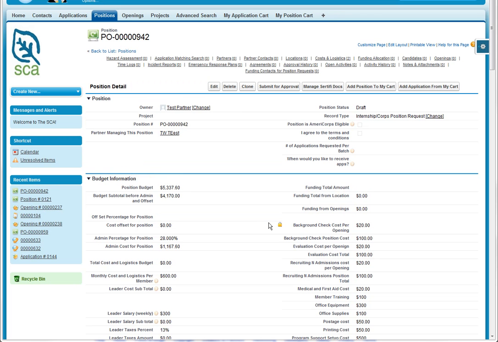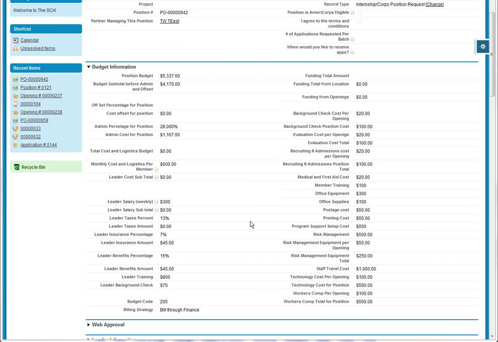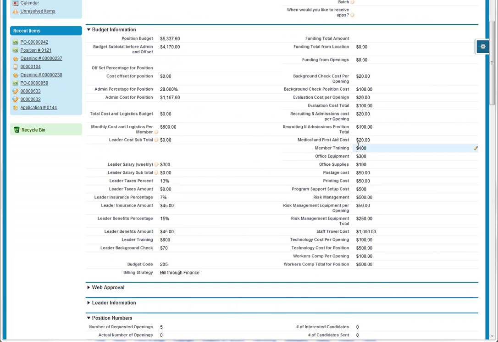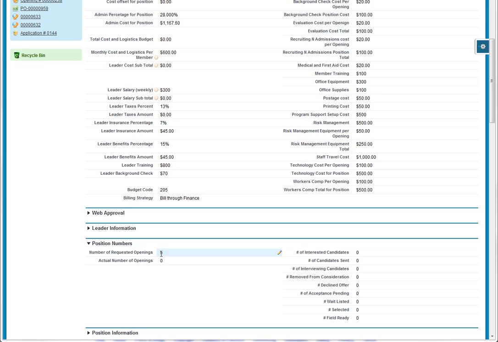I put in nice, round, easy numbers for us to work with here, and when I save this document here, what I end up with is what's going on here. So I can see all of the different things. So notice some of these were cost per opening. So I had technology cost per opening, and then the total technology cost per position, and for the position as a whole, ends up being 500. So some of these are multiplied by the number of requested openings.